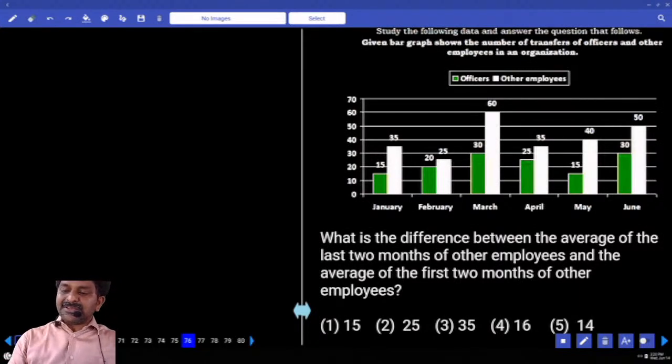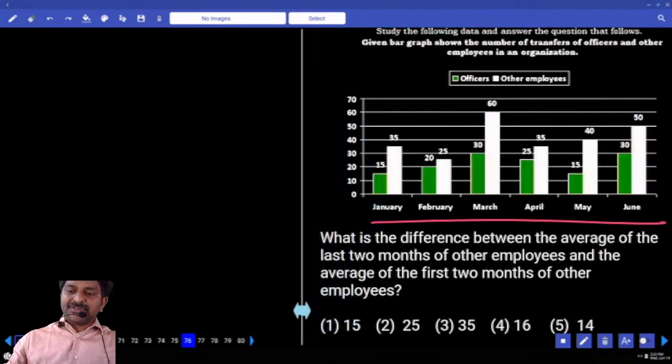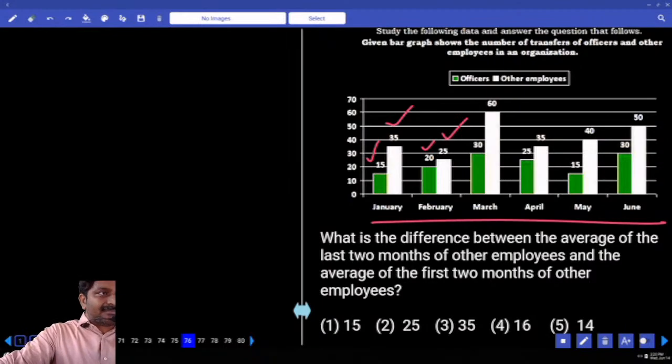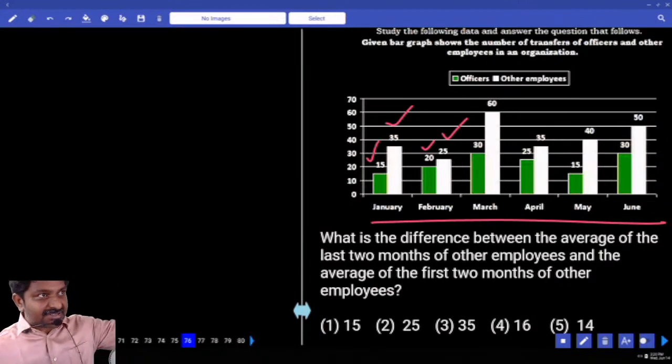Because how many months are there? 6 months. Numbers are also clearly written over there. That means hardly we have 6 into 2, 12 numbers, and all are 2-digit numbers only. Easy to add, multiply, divide, subtract, whatever it is. All are easy, right? So in data analysis, if you want to pick, you should pick this one.